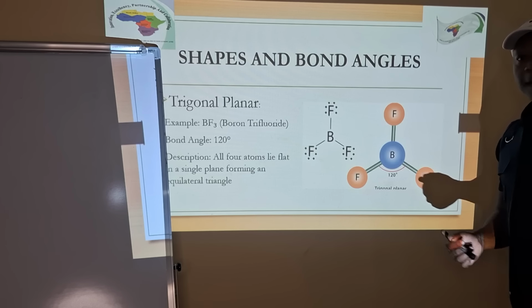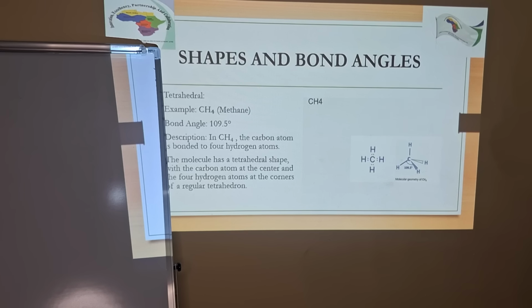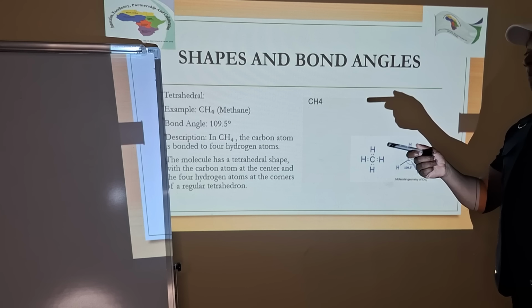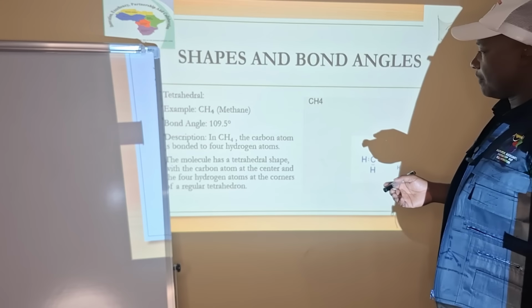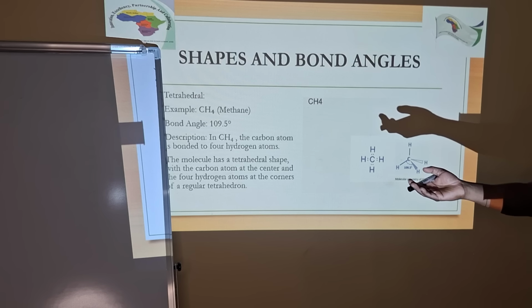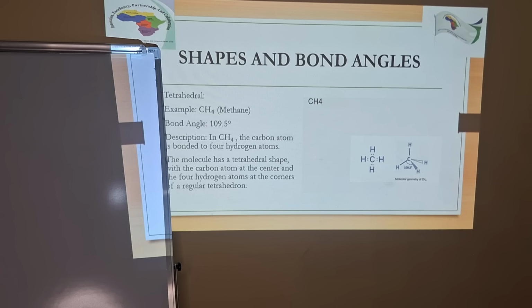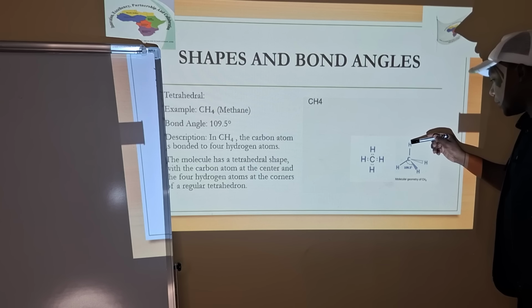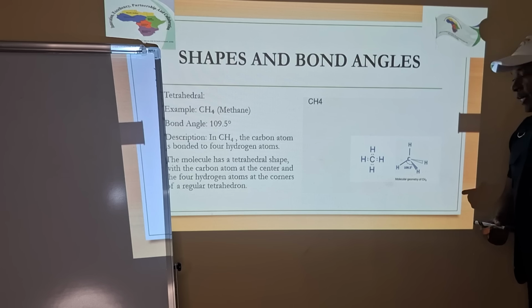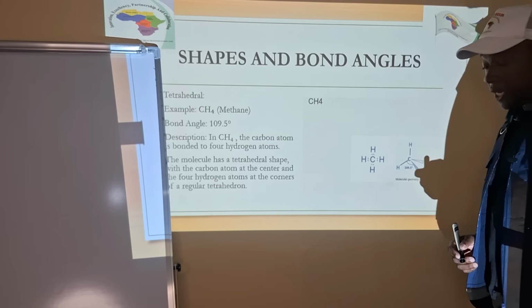So from trigonal planar, we then move on to the next structure. The next structure is tetrahedral, which is exemplified by methane, and the bond angle is 109.5 degrees. As you can see, the molecule is a tetrahedral shape with the carbon atom at the center and the 4 hydrogen atoms at the corners of a regular tetrahedron, as exemplified by this diagrammatic representation. So the bond angle here is 109.5 degrees.